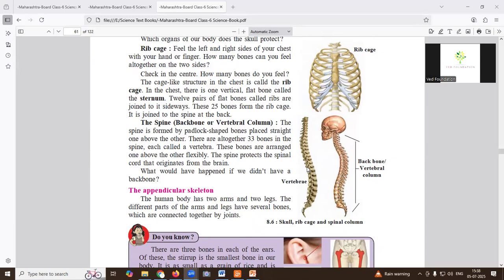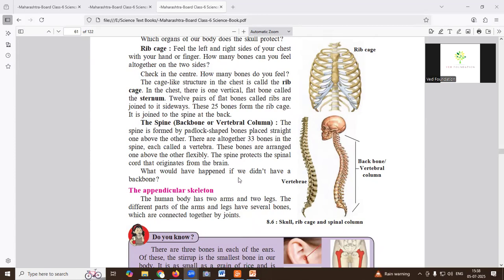The spine protects the spinal cord that originates from the brain. Spinal cord means a bundle of nerves which originate from the brain. So the spinal cord passes through the vertebral column and is protected by the vertebral column.